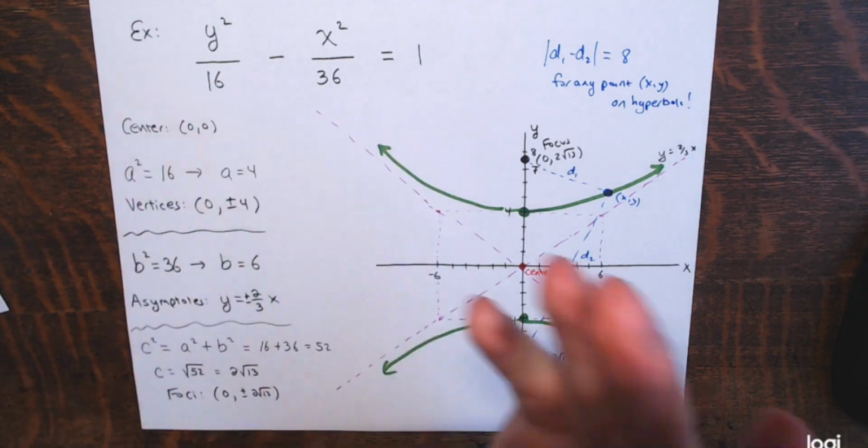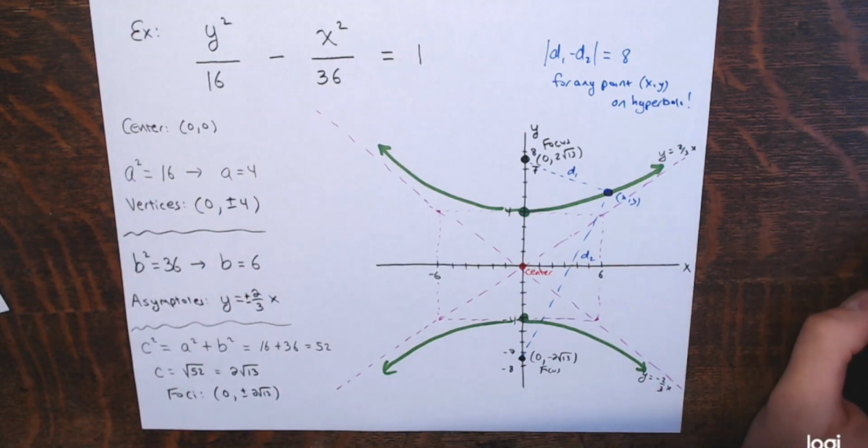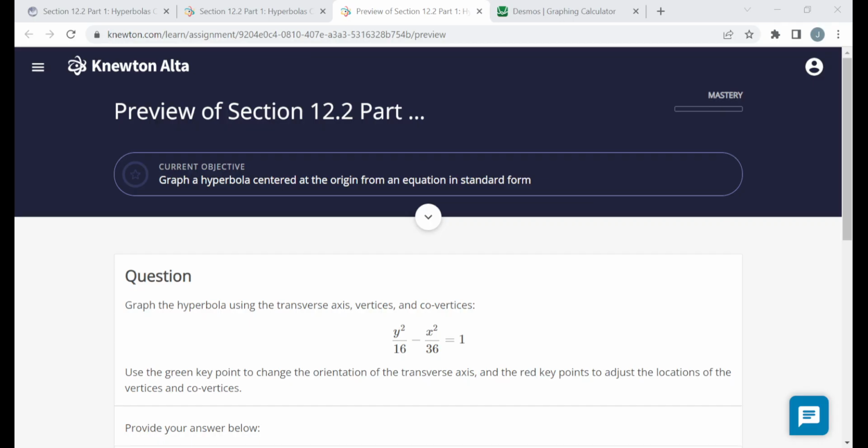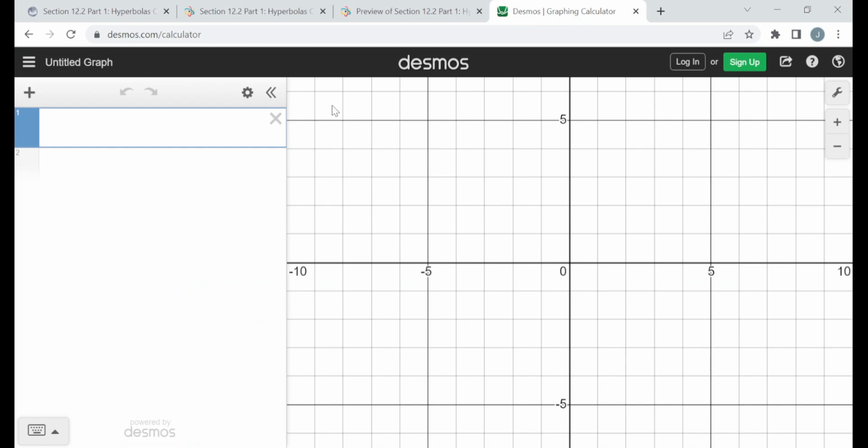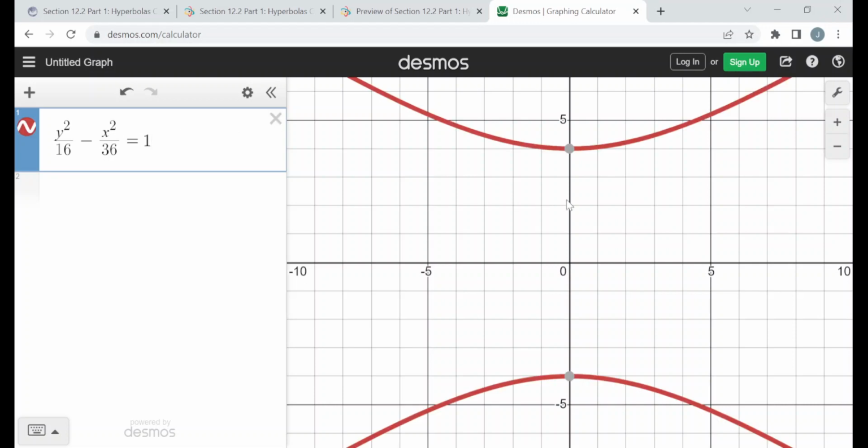All right, let's take a look. Let me go to the Desmos website now. Desmos.com, a free online graphing calculator. I'll put in the equation we were given: y squared divided by 16 minus x squared divided by 36 equals 1. You see those two branches show up.